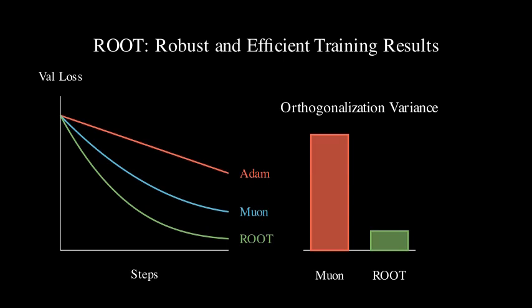By addressing the dimensional fragility in orthogonalization and effectively suppressing outlier gradients, ROOT offers a more stable and reliable training process. This means researchers and practitioners can train larger models, experiment with more complex architectures, and ultimately achieve better results, all while reducing the risk of instability and divergence during training.